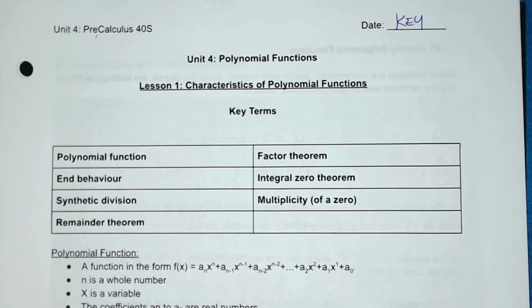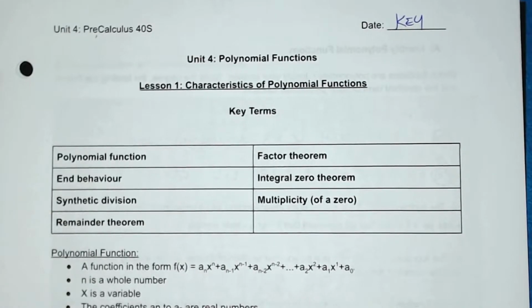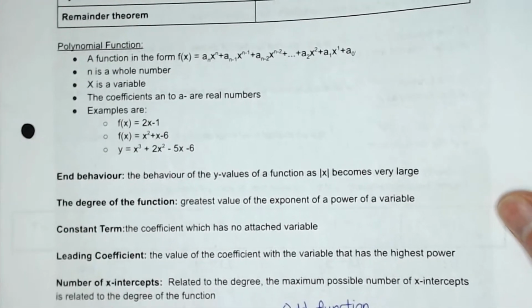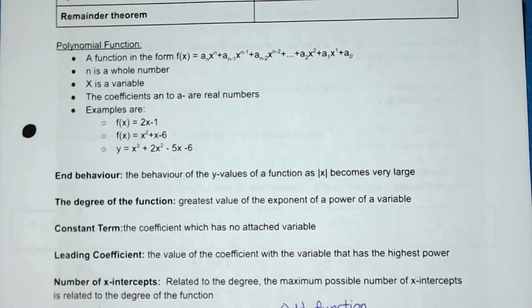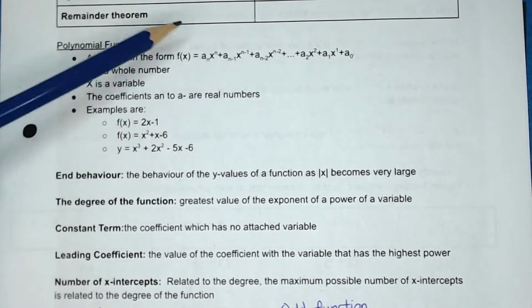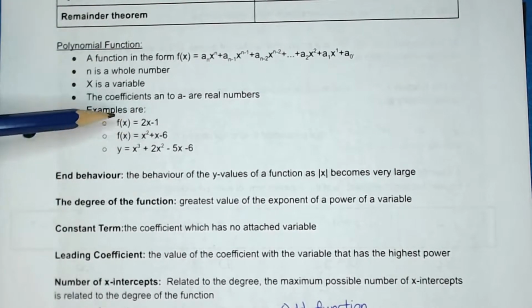Welcome to Unit 4, Lesson 1, Characteristics of Polynomial Functions. At the top here, you have some key terms that we're going to be using throughout this unit, and just get into it. So, the polynomial function. A polynomial function is a function in the form, and it's got all these letters here, but basically, if you look down here, here's some examples.